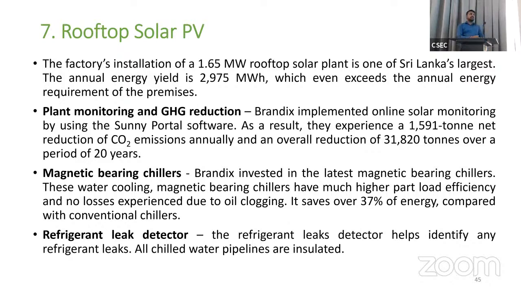And also they have invested in the latest technology for air conditioning. They have installed magnetic bearing chillers. These magnetic bearing chillers have higher part load efficiency. They save over 37% of energy compared to conventional chillers. And also there are refrigerant leak detectors that help to identify any refrigerant leaks. And also as an energy efficient measure, all the chilled water pipelines are insulated.